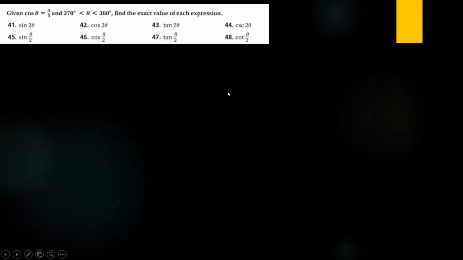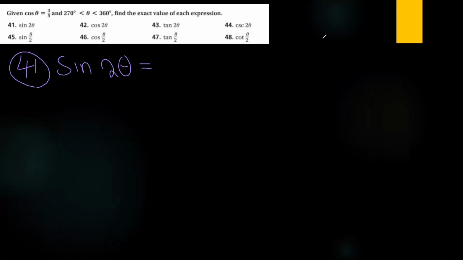Now, here. Given that cosine of theta is 3 over 5, and this angle is between 270 and 360, find the exact value of each expression. Let's solve now number 41. Sine of 2 theta. Now, who can tell me what is the double angle identity for sine? It is 2 sine theta multiplied by cosine theta. Bravo, 2 cosine times sine.